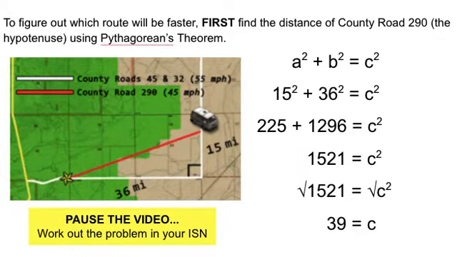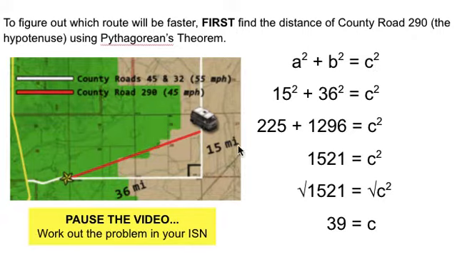Okay, so to start this problem, to figure out which route will be faster, first we need to find the distance of County Road 290, which is the hypotenuse, or the red side. We can easily do this by using Pythagorean's theorem. Pythagorean's theorem can be used to find a missing side length. We just have to determine which side is missing. In this case, we have both of the legs of the triangle, so the length of the hypotenuse is what is missing. So when we go to fill out Pythagorean's theorem, it will be C that we are trying to find out.